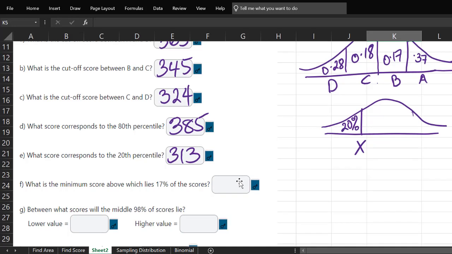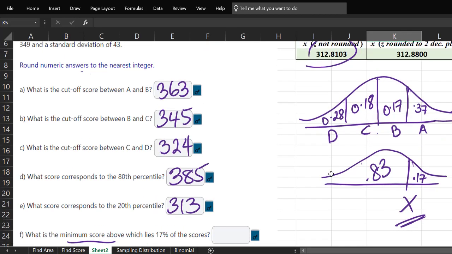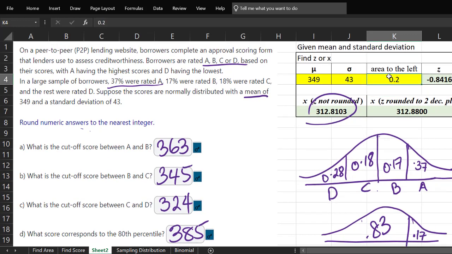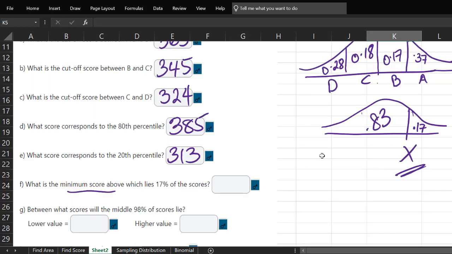Okay, so here we want the minimum score above which lies 17% of the scores. Above that score, we have 17%. So below that score, we can subtract that from 1. We will have 83% of the scores below that score. So again, if we plug in 0.83 here, that gives us around 390.